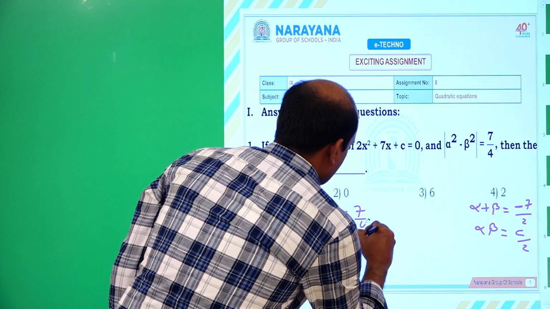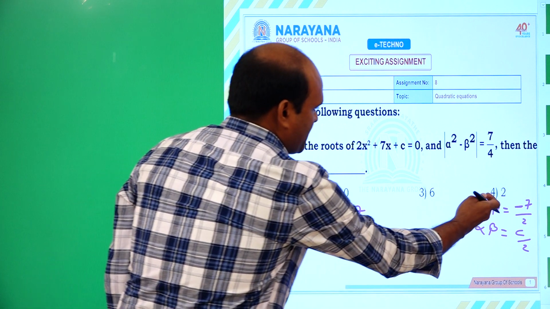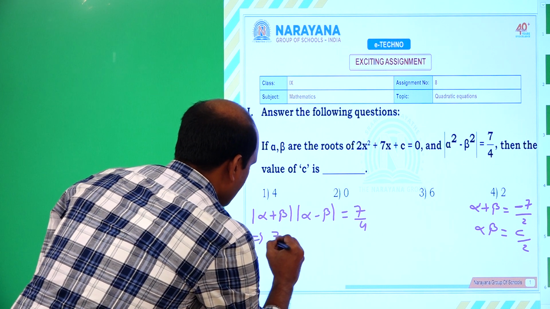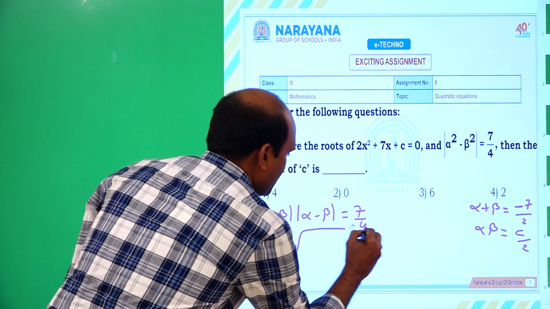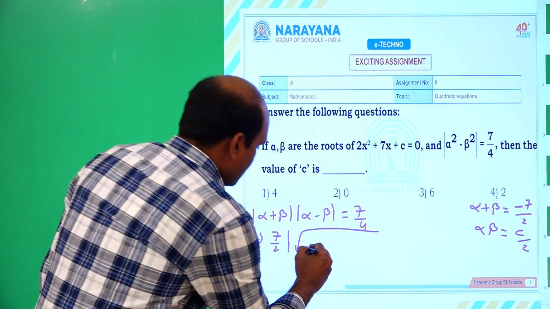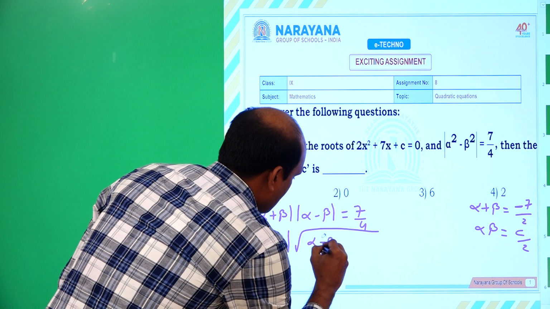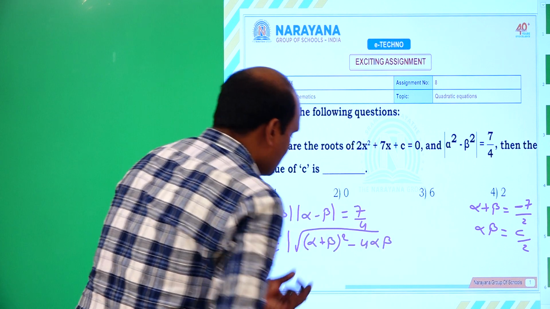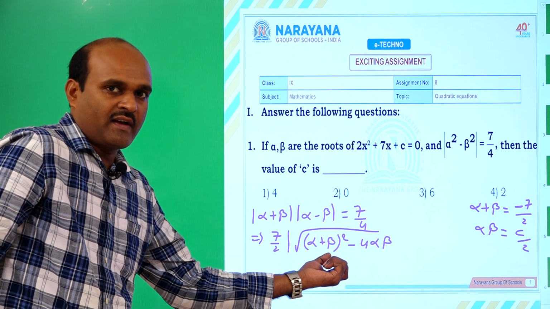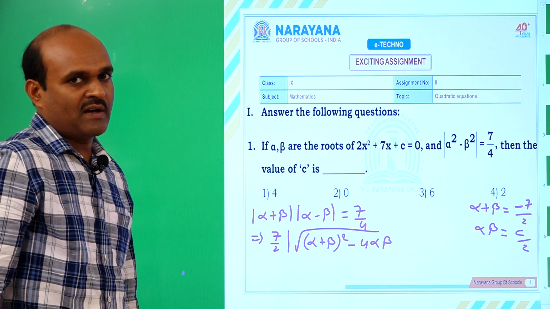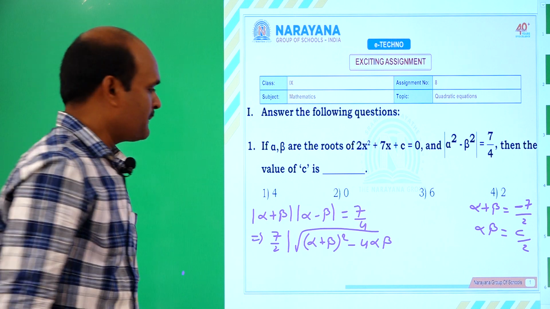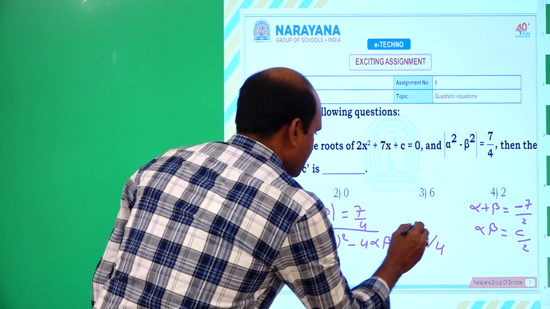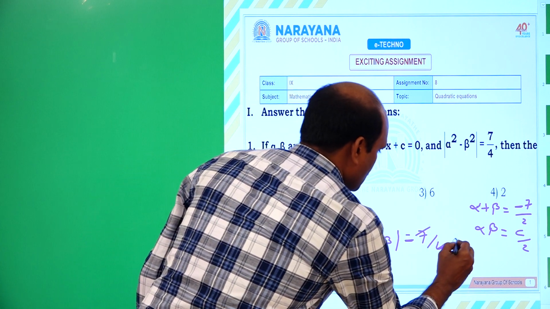7 by 4. That implies we know alpha plus beta value, that is minus 7 by 2. Modulus of minus 7 by 2 is 7 by 2, into modulus of a minus b, which can be written as square root of alpha plus beta whole square minus 4 alpha beta. This value is nothing but alpha minus beta whole square, and the square root of alpha minus beta whole square is nothing but alpha minus beta. This value is equal to 7 by 4. This 7 and 7 get cancelled, and the 2 and 4 give 1 by 2.